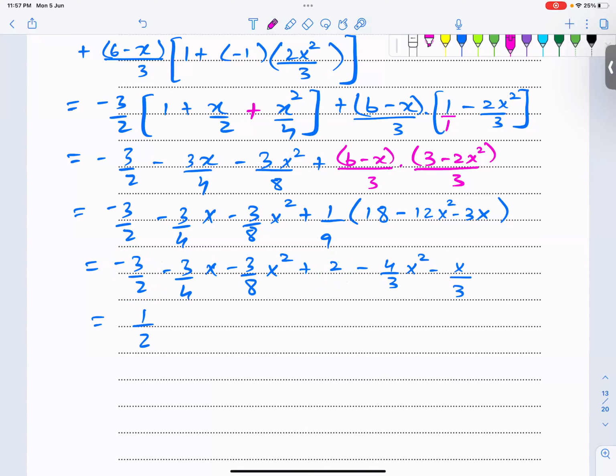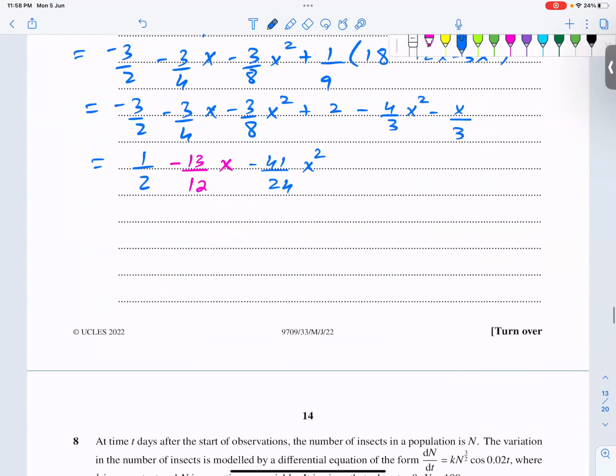Next, you will add all the terms involving x. You will add minus 3 by 4 and then minus x by 3. So this will give you minus 13 over 12x, okay? Finally, you will add minus 3 by 8x square and minus 4 over 3x square. So this will be minus 41 over 24x square. So this was the final answer.